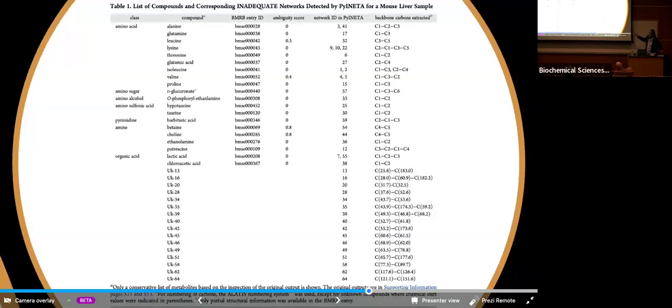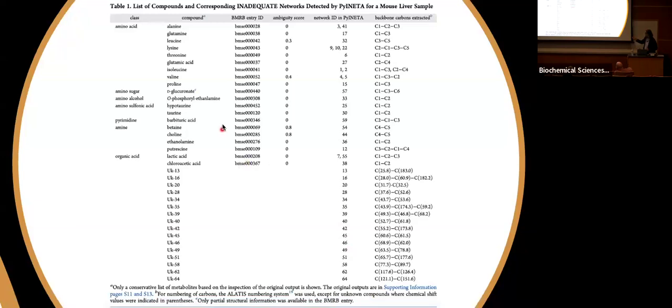And then this is a table, for what it's worth, of the compounds that we were able to match to databases, all derived from BMRB. And the nice thing here is that we have a bunch of unknown networks, but we know what the carbons are that are correlated together. So it's a good start for unknown compound identification.